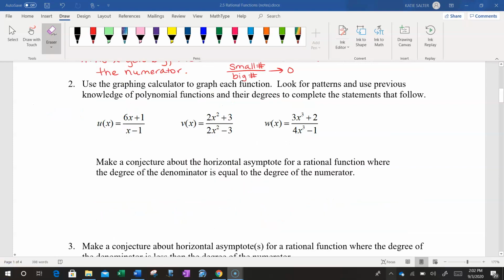All right, so I would like for you to look at the next three, and whether you're using your graphing calculator or Desmos, I'd like for you to graph each one and see if you can figure out what the horizontal asymptote is and write it down. So pause the video, do that, and then we'll talk about it.